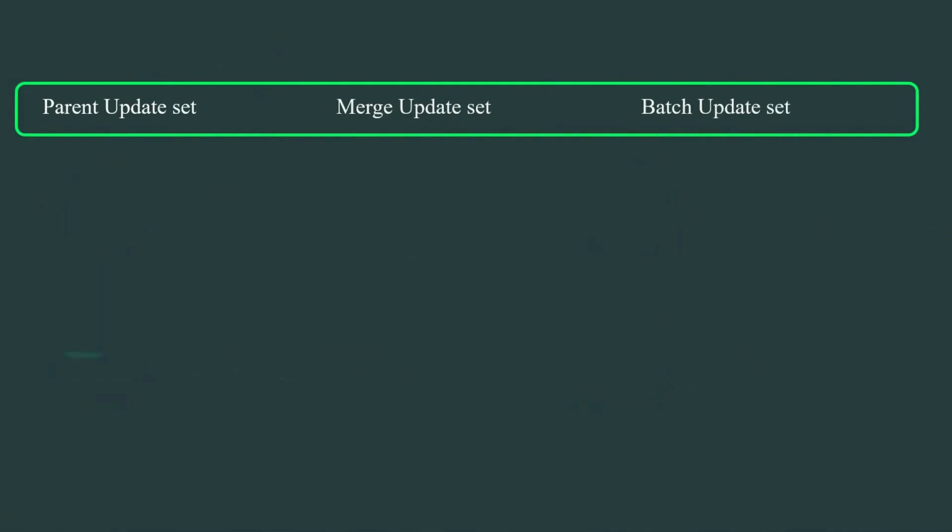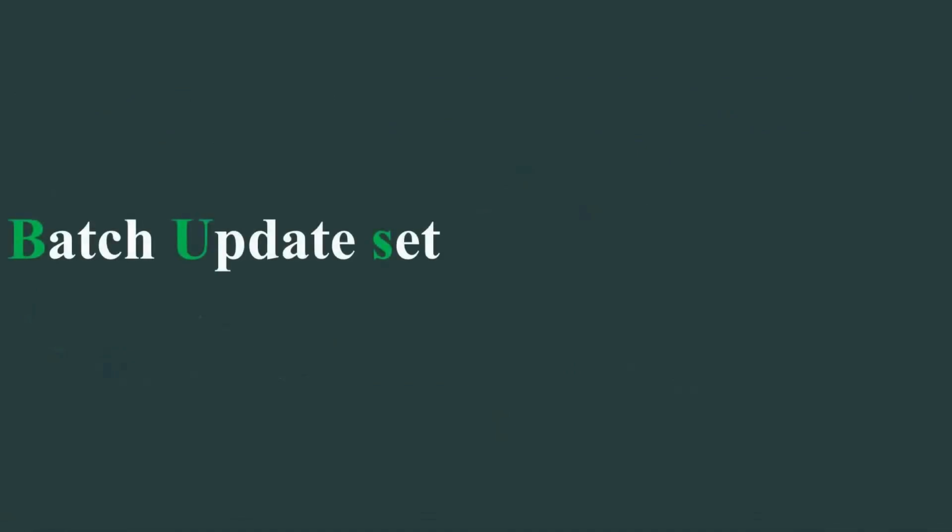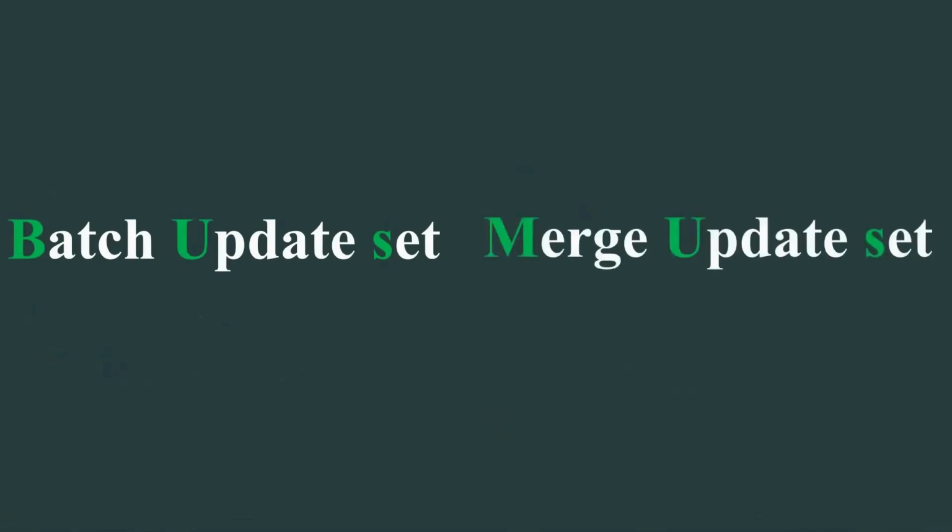In large projects, there will be multiple update sets created by different developers or for different modules. Managing a large number of update sets can become very challenging, especially when it comes to tracking changes and maintaining the correct sequence during deployments. To address this, ServiceNow has provided two approaches to manage multiple update sets as a single unit: batch update sets and merge update sets. Both of these methods help in organizing and simplifying the deployment process, but each comes with its own use cases and limitations.